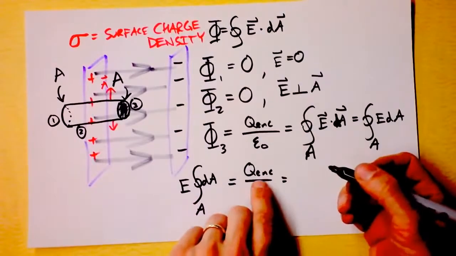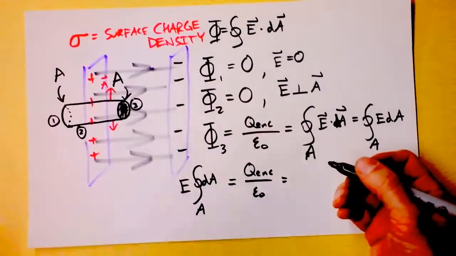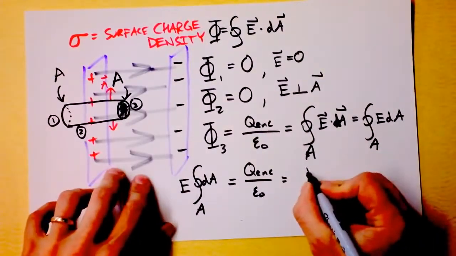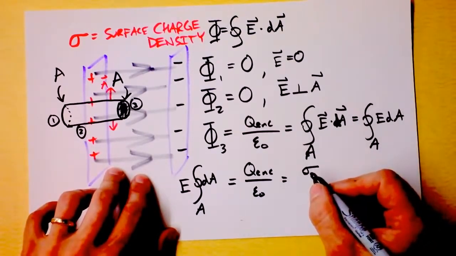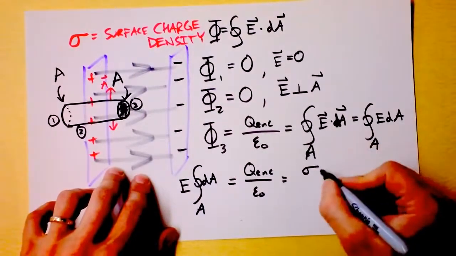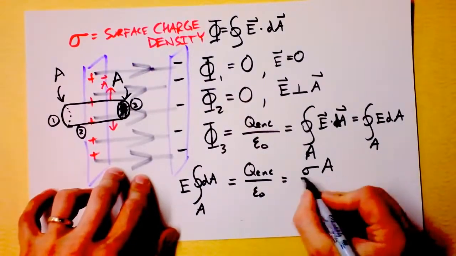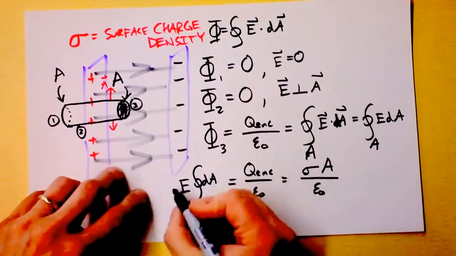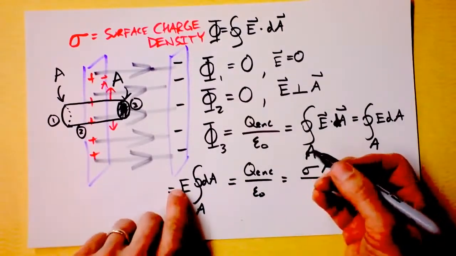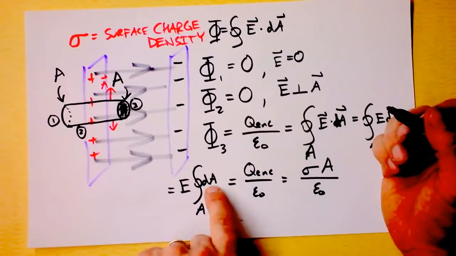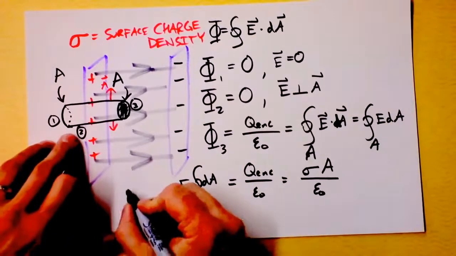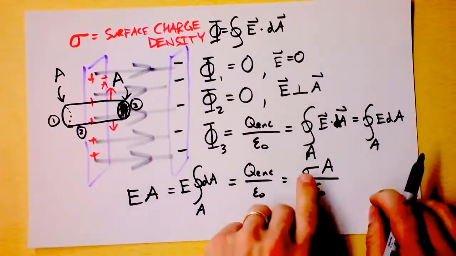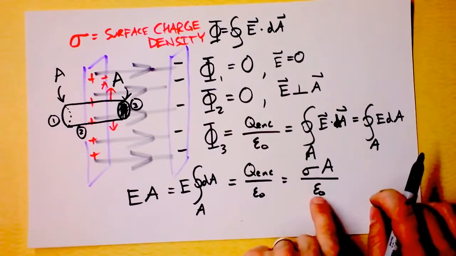I want to expand this right side though. The enclosed charge has to be the surface charge density times what? Would it be the area? Yeah, the density times the area of the circle. And then I'm going to divide by epsilon naught. And what about this left side over here? I took out E already, and this says integrate the area differential element over the area, which gives me, you want to guess? The area. So this is electric field times area, and this is sigma times area over epsilon naught.